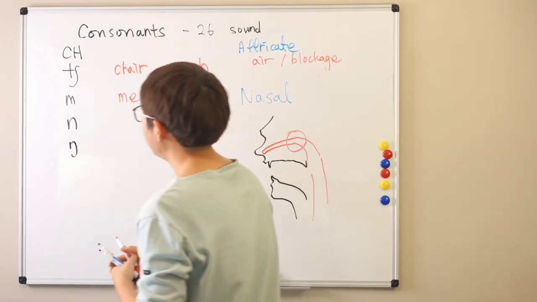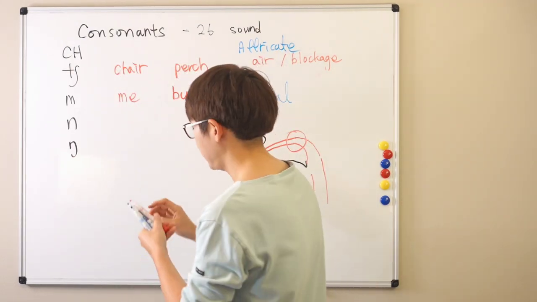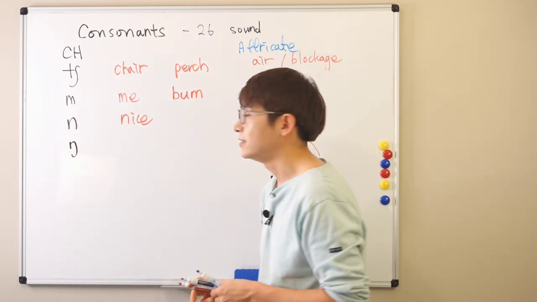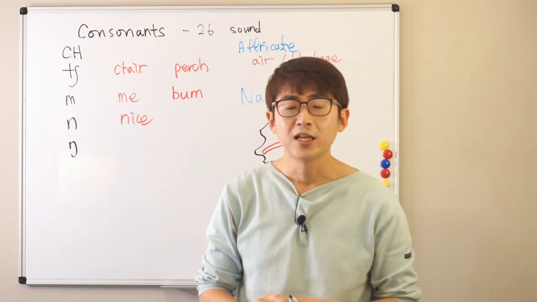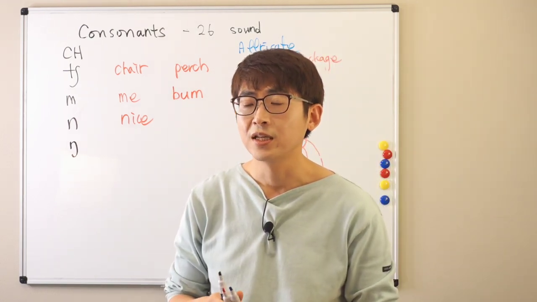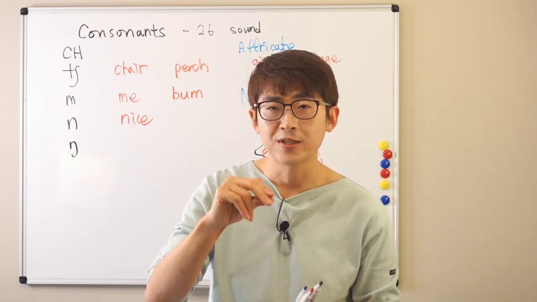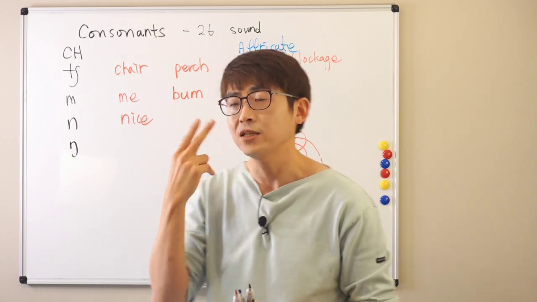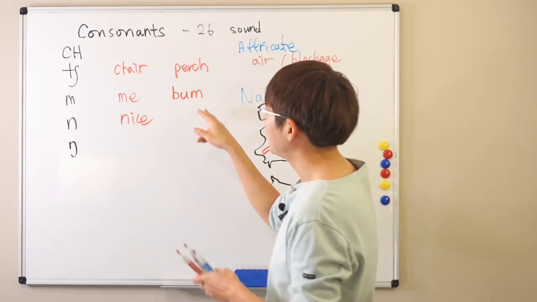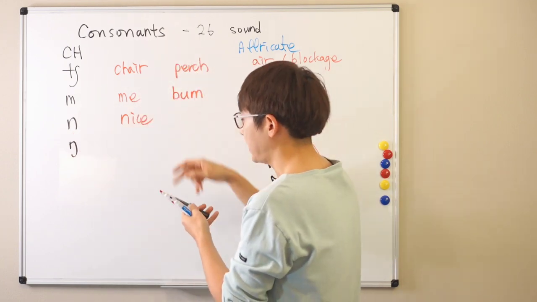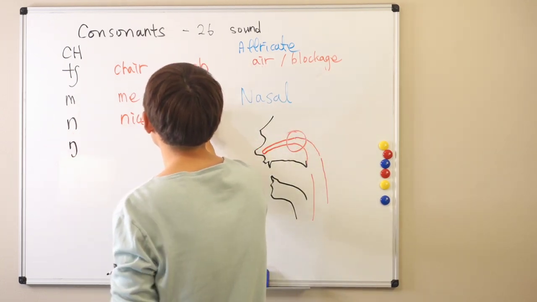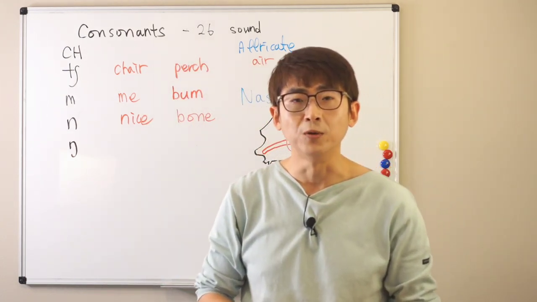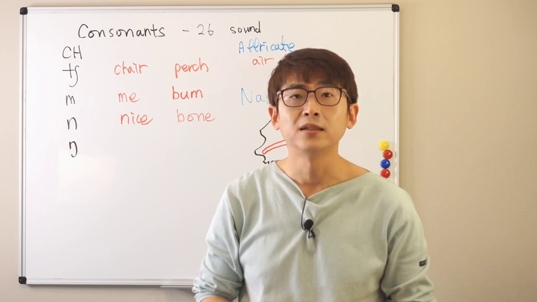And the next one, we have N. When it's placed in the beginning, it makes this sound. Nice, nice. Your lips are open, but using your tongue, you close it and make an opening again. Na, na, but the sound is made in your nose. And when n is placed at the very end, it makes a sound like this one. Bone, bone, un, in, on.